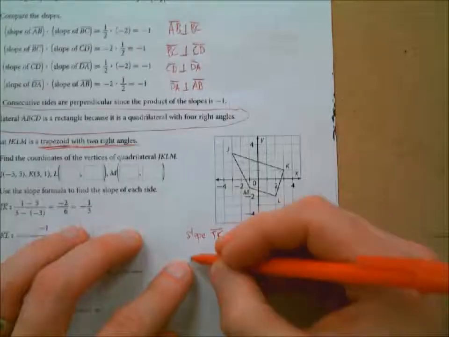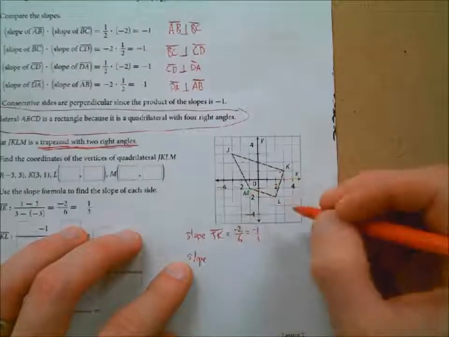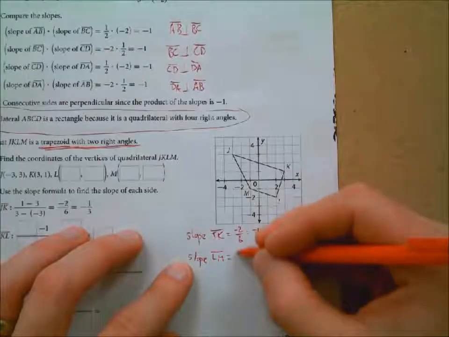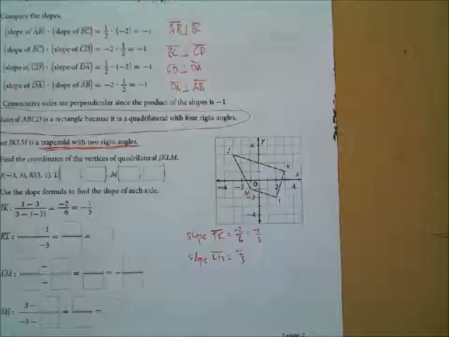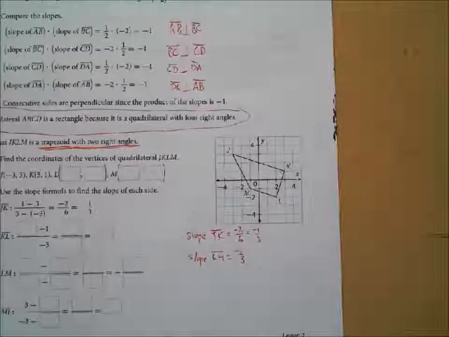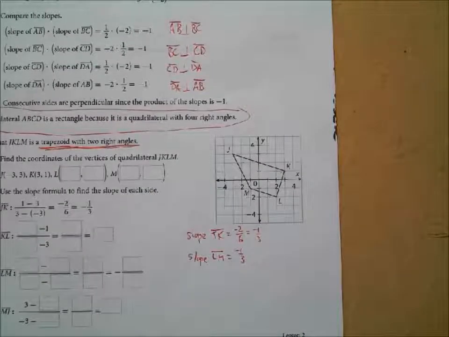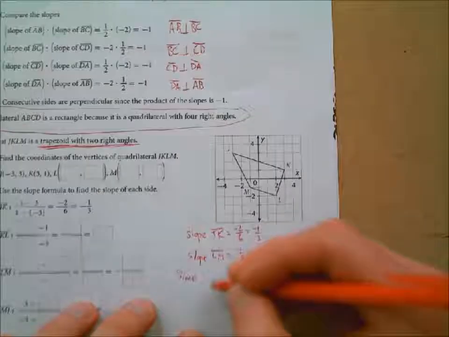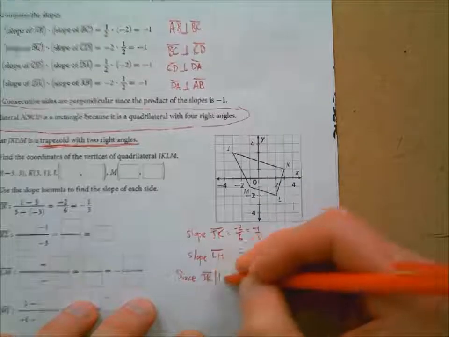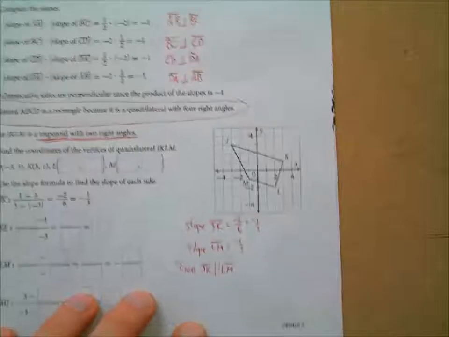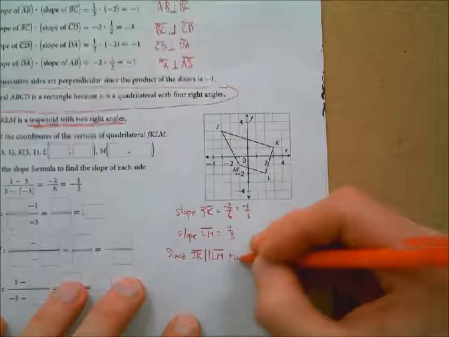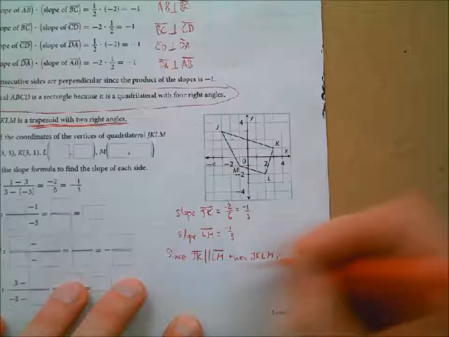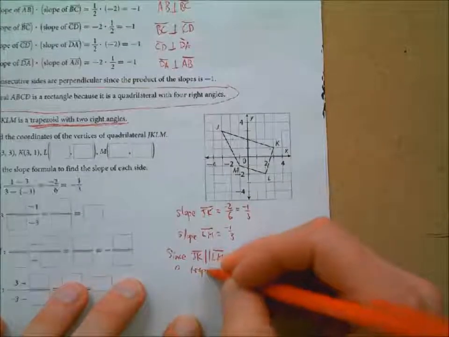Okay, let's also do the slope of LM, and that is down 1, right 3. So is JK parallel to LM? Yes. So is JKLM a trapezoid? Yes. Okay. So since JK is parallel to LM, okay, I'm just going to use my symbols there, then JKLM is a trapezoid.